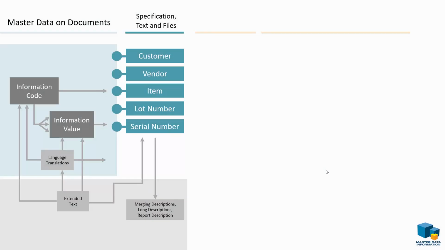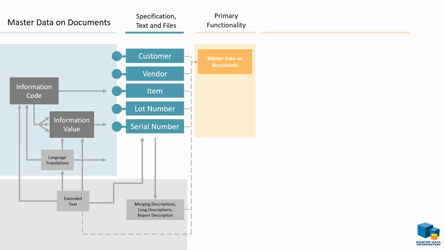With the master data on documents functionality, we can make master data information flow from customers and items to sales orders and vendor and items to purchase orders. So once we have defined information code, information values, extended text, languages, etc., it's possible to make a setup which of those information should be transferred to open documents.